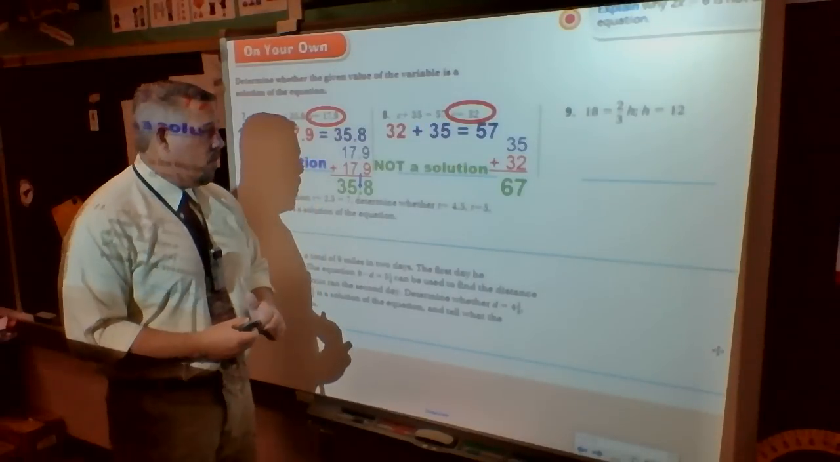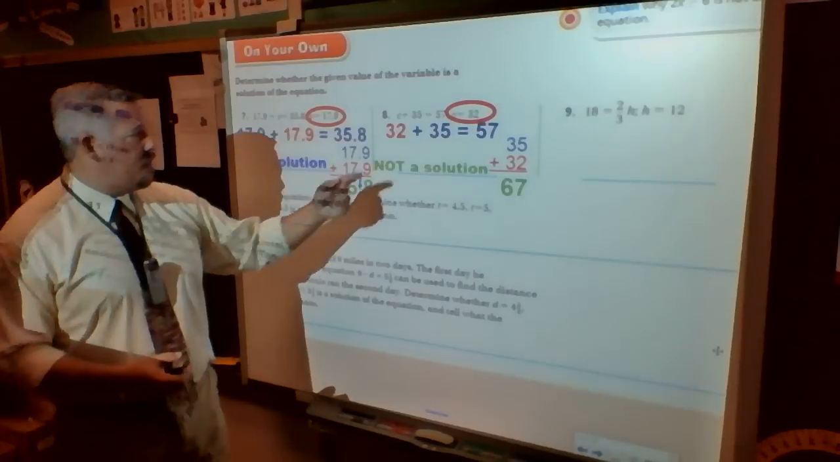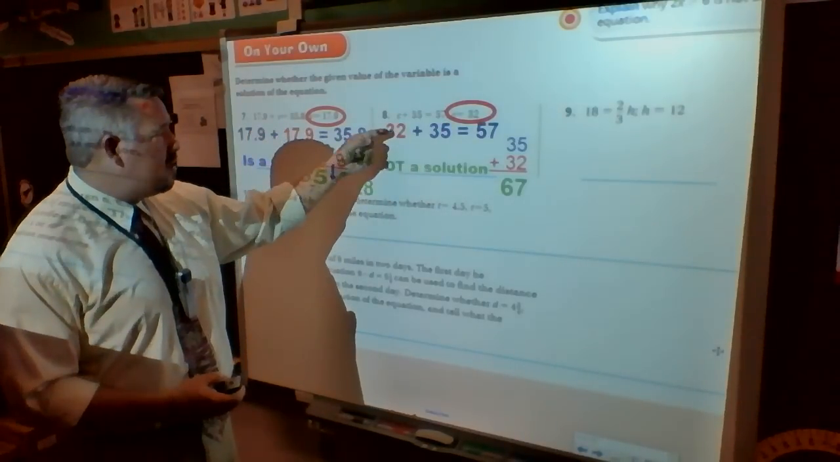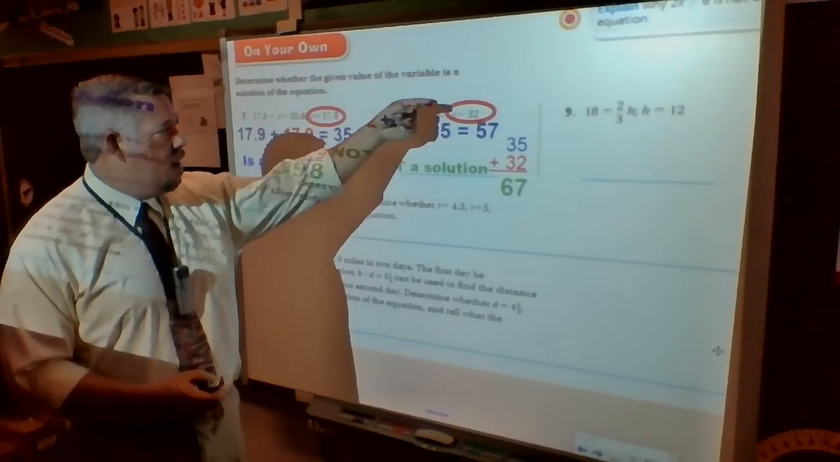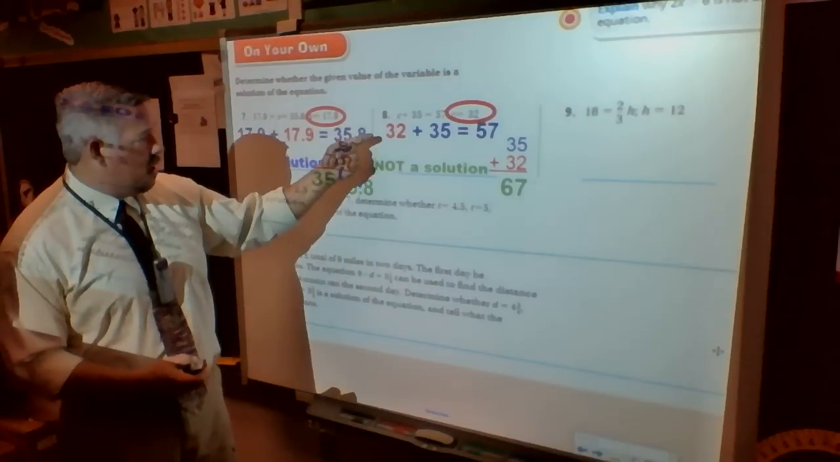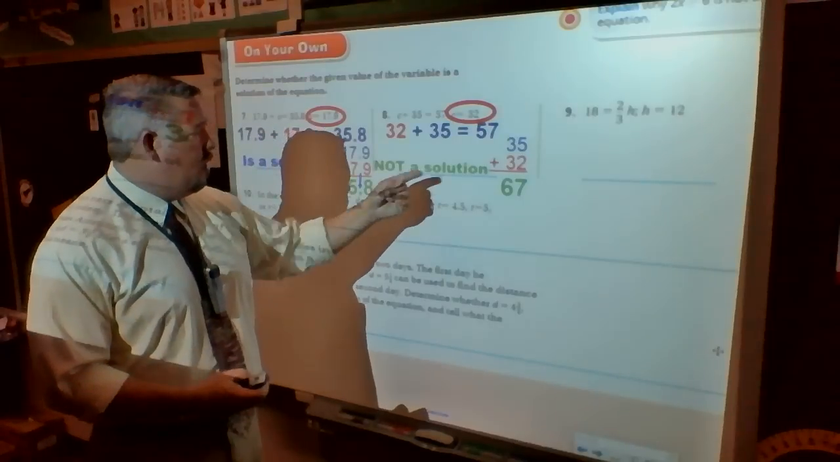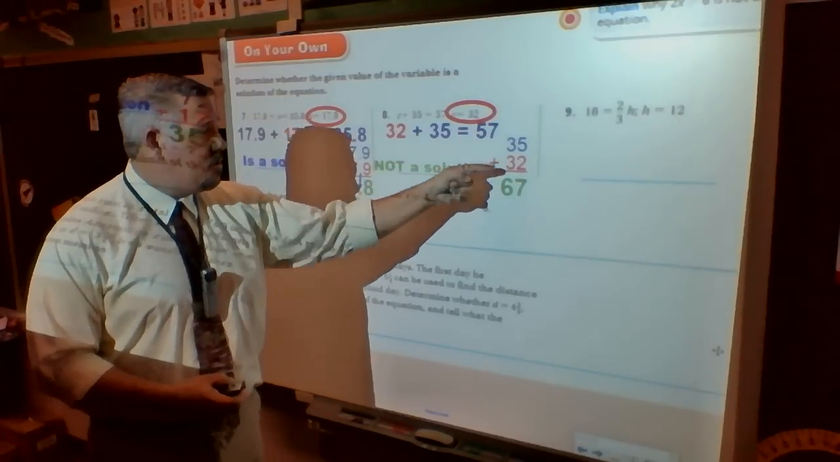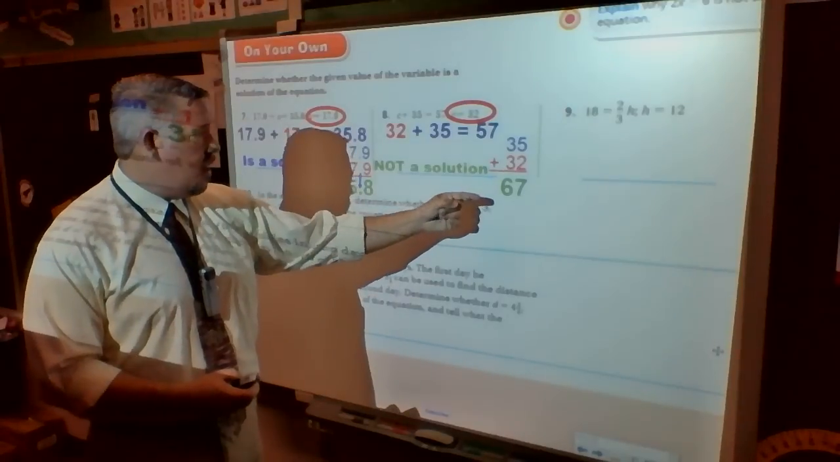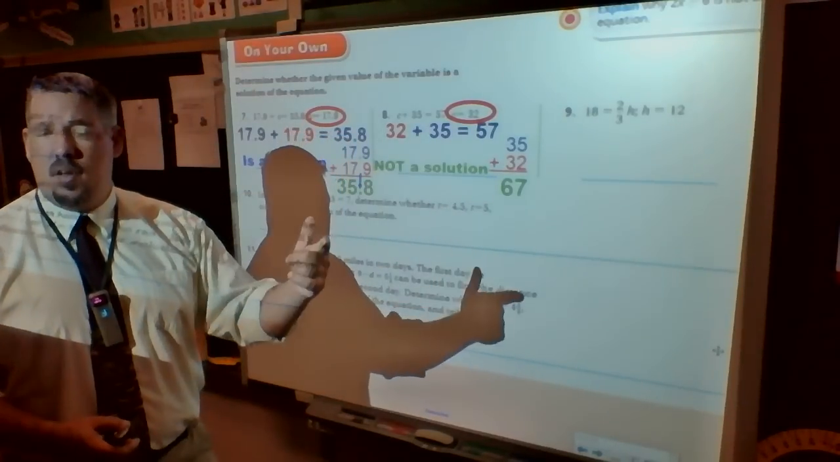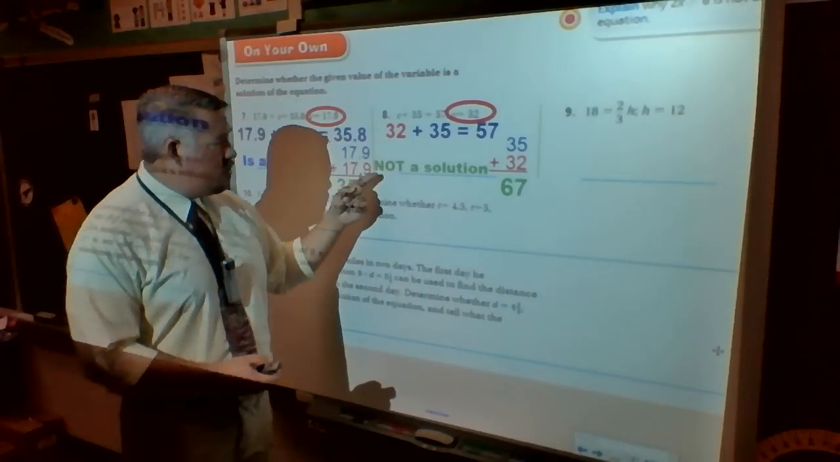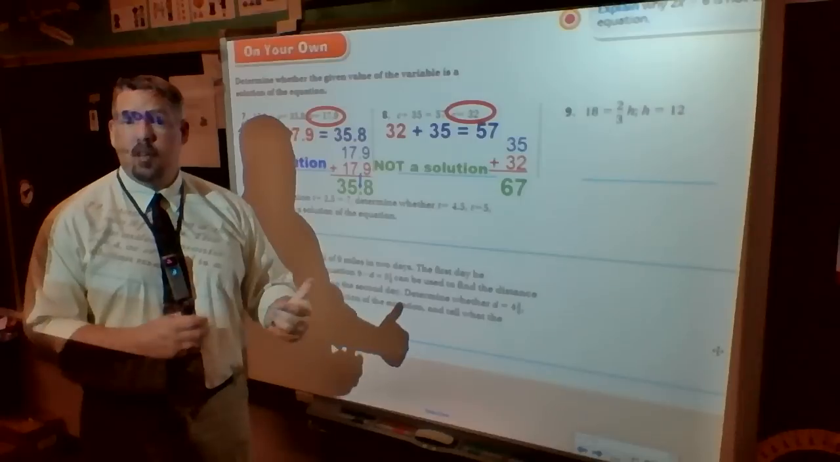So let's look at number 8. On number 8, you should have substituted in for the c, which is at the beginning of the equation, the number 32. That left you with adding 32 and 35, which gives you 67 once you stack and add. And 67 is not equal to the 57 they told you to expect. So you should have the answer of not a solution.